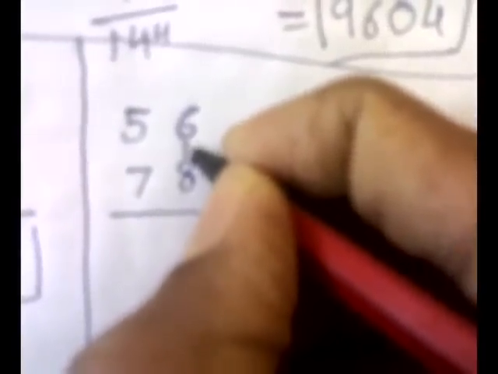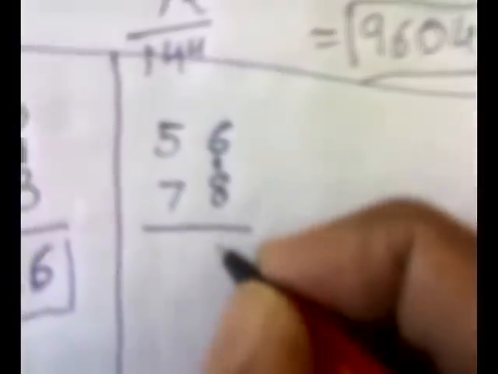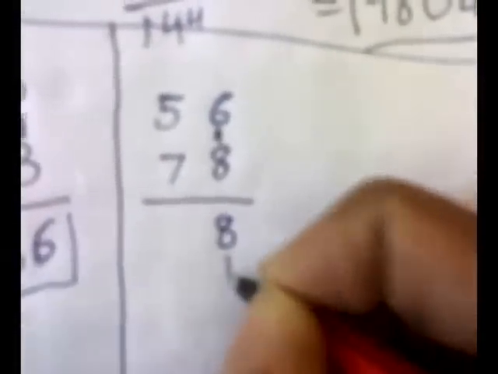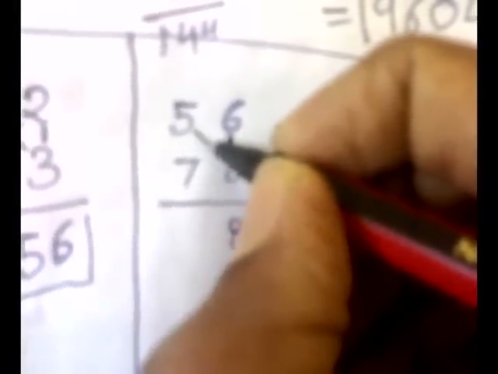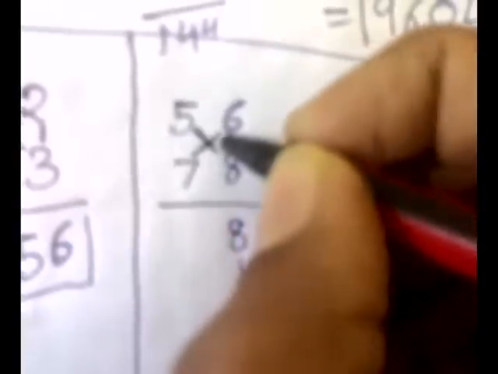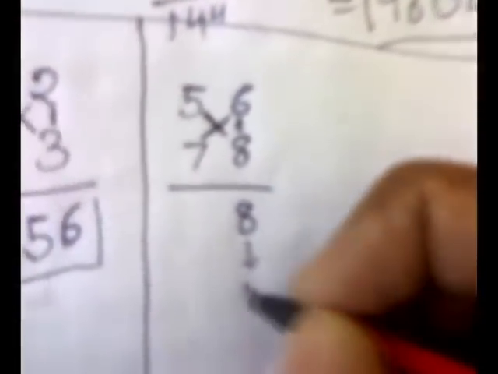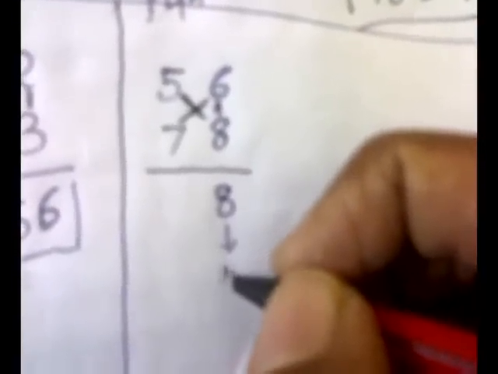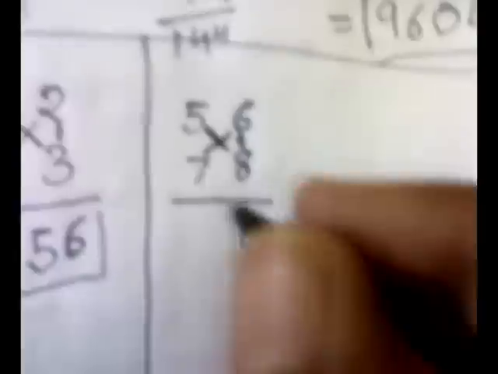56 multiplied by 78. Okay. So 6 8s are 48. So we'll put 8 here and we have generated carry 4. Now 8 5s are 40 and 7 6s are 42. So 40 plus 42 is 82, and 82 plus this carry 4 is 86. So we'll put 6 here and we have again generated carry 8. Now 7 5s are 35. 35 plus this carry 8 is 43. Look, we have generated the same answer here.